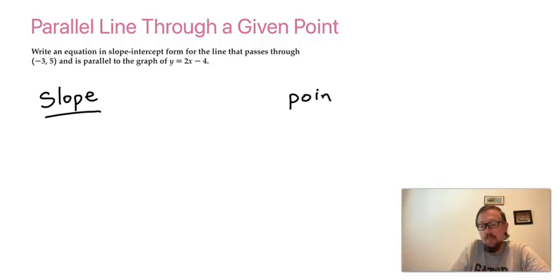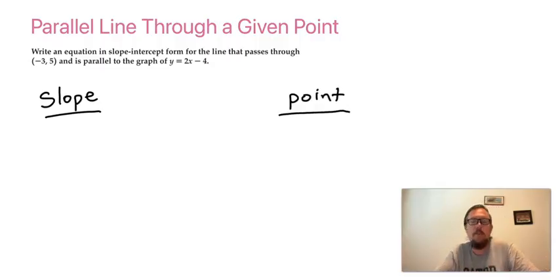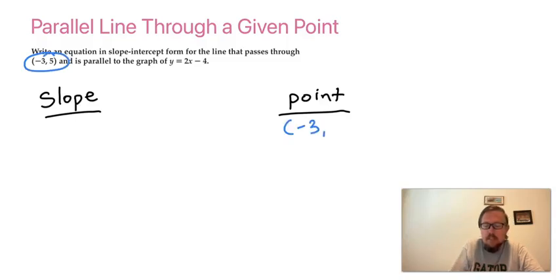Now we prefer to have the y-intercept as our point. When we have the y-intercept, we can write it in slope-intercept form, which is great. In this case, we do not have the y-intercept, we just have a point, and the point we have is (-3, 5). So that part's great. The slope we are not given right out, but kinda we are. We're told it's parallel to this equation, y = 2x - 4.